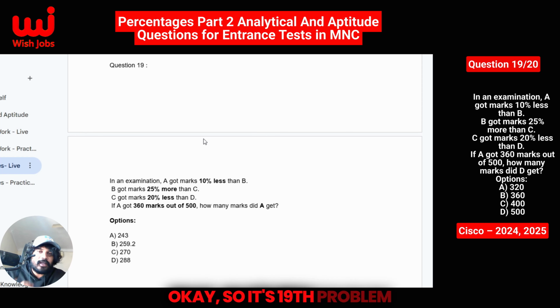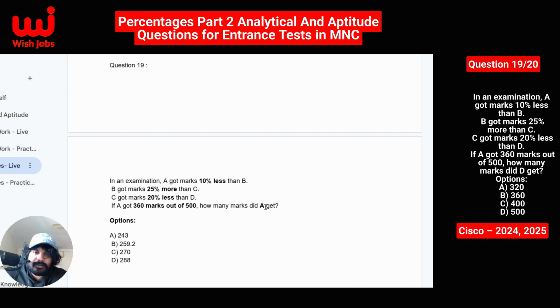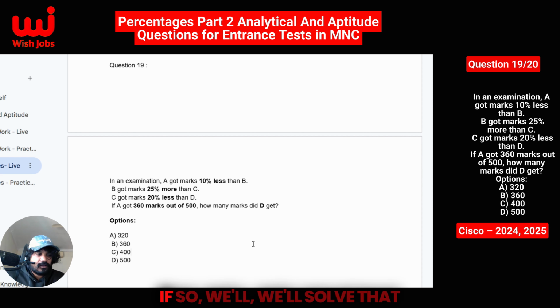Okay, so the 19th problem. In an examination, A got 10% less marks than B. B got 25% more marks than C. C got 20% less marks than D. If A got 360 marks out of 500, how many marks did D get? We will try to do these problems and solve that one.